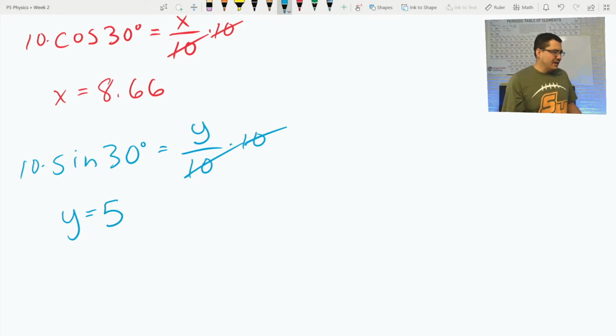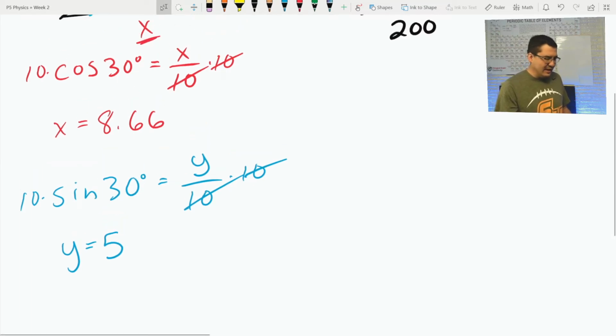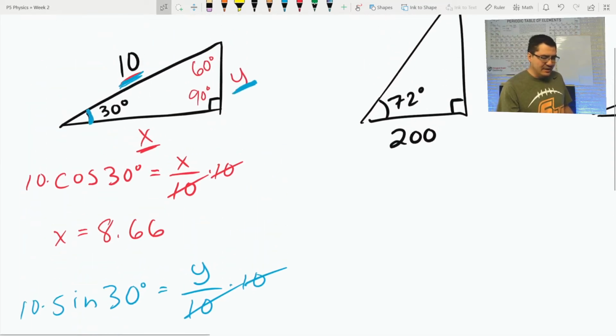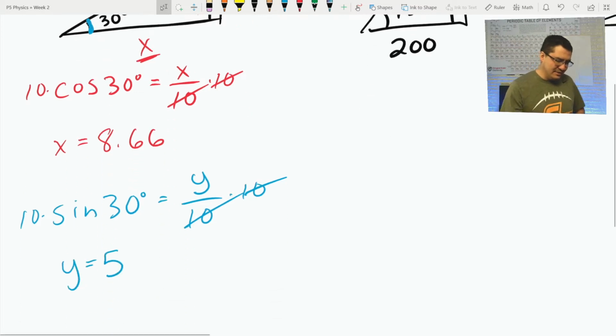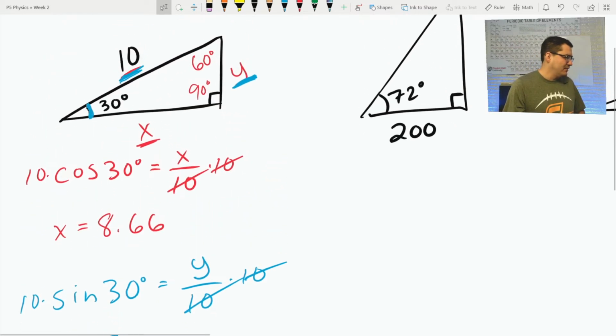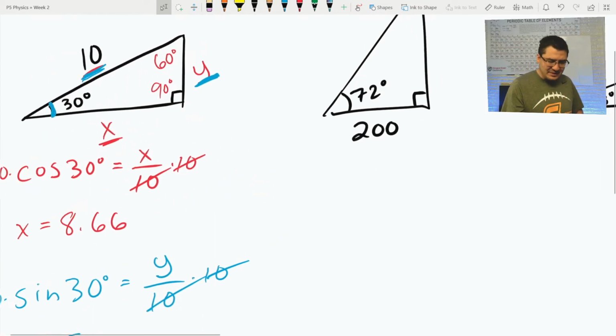You could double check your answer. You could do 5 squared plus 8.66 squared, right? A squared, or x squared plus y squared, should come out to 10 squared or 100. A squared plus b squared equals c squared. There's your triangle. We've solved for every missing angle and all the missing sides, right?